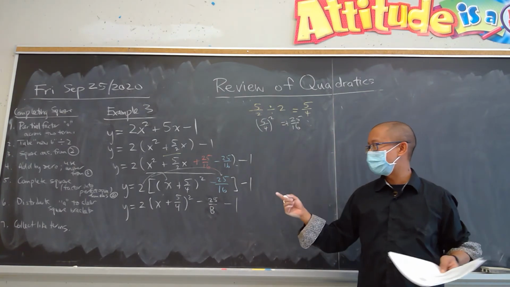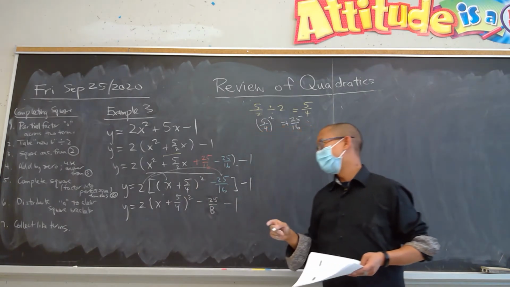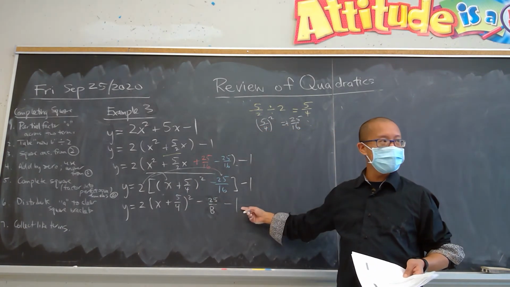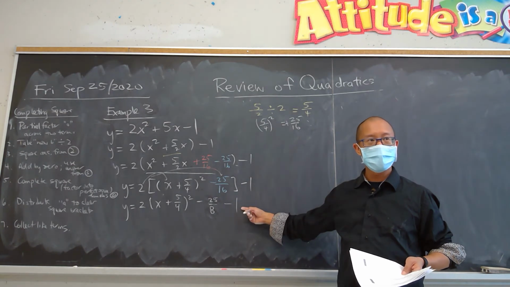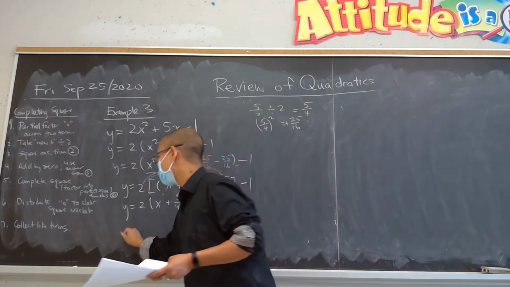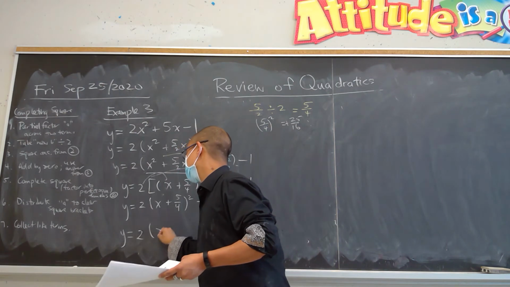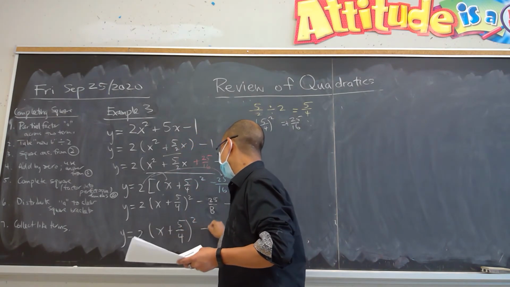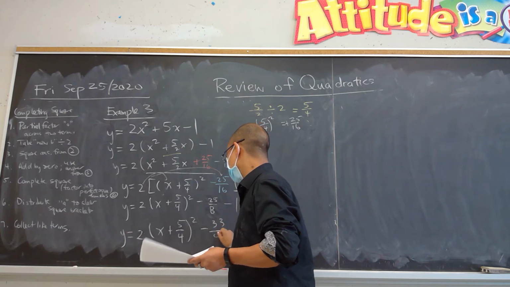It's just because this is even. And then it's easier now to collect like terms. Notice negative 1 is the same thing as negative 8 over 8. So our final answer is going to be y equals 2 times bracket x plus 5 over 4 squared minus 33 over 8, I think.